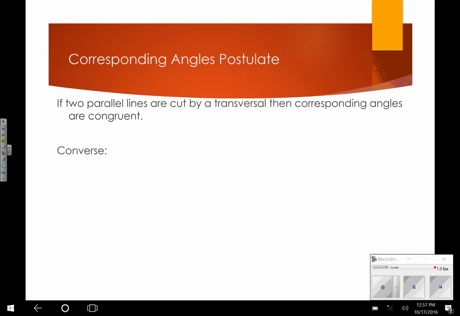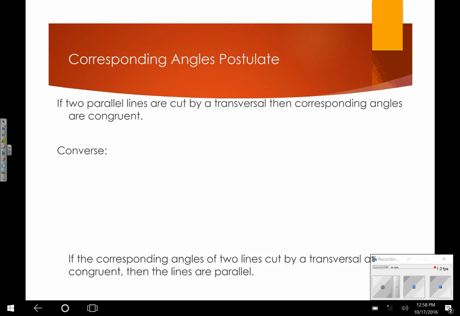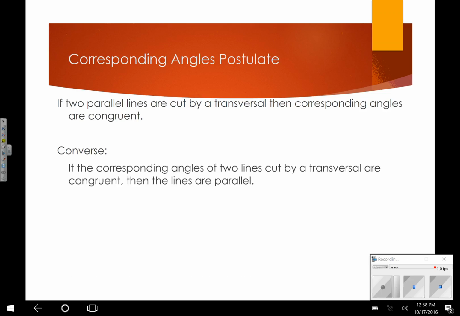So if 2 parallel lines are cut by a transversal, then corresponding angles are congruent. Its converse is: if the corresponding angles of 2 lines cut by a transversal are congruent, then the lines are parallel. So we've got 2 lines. We don't necessarily know that they're parallel. This is how we would prove it.